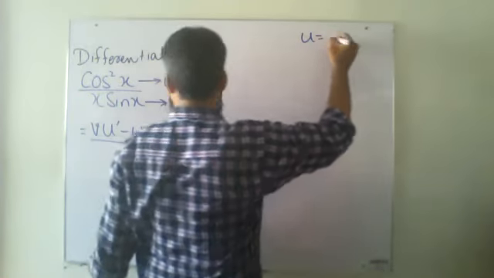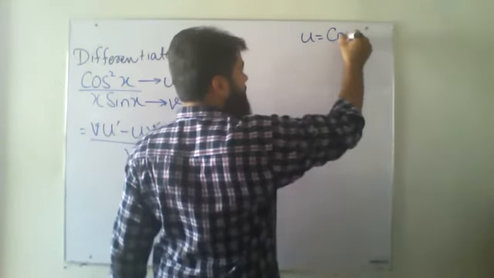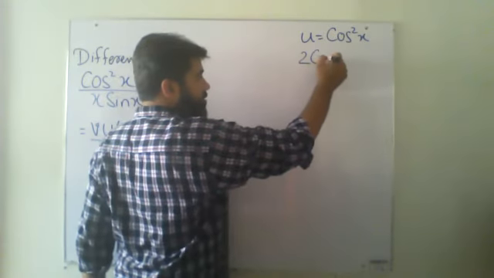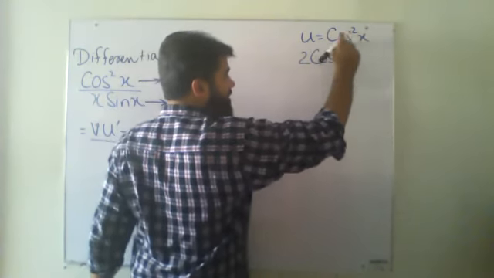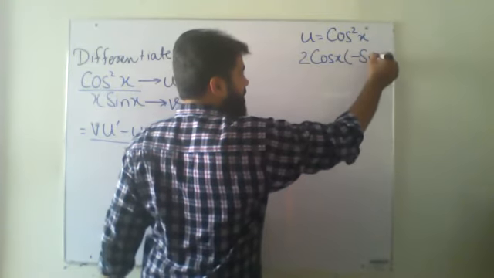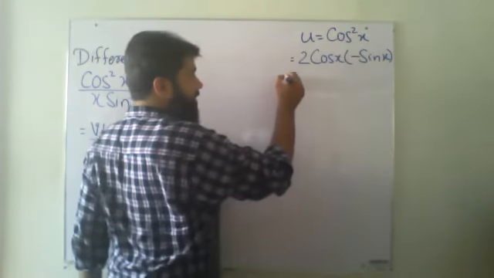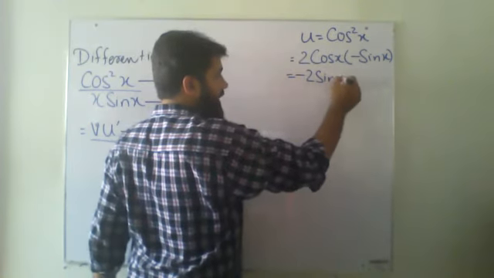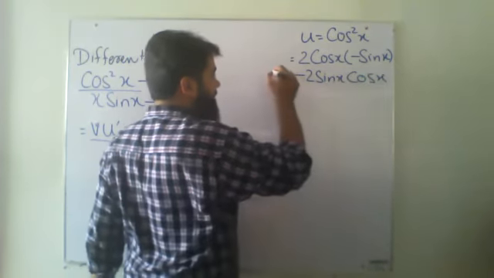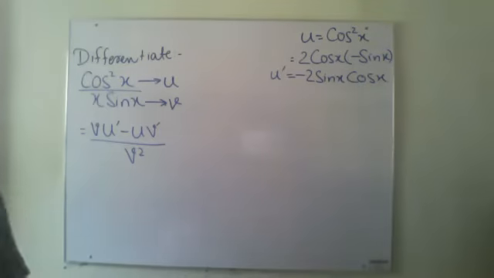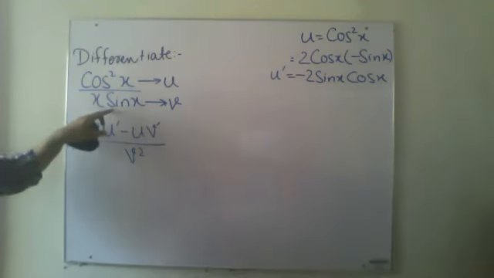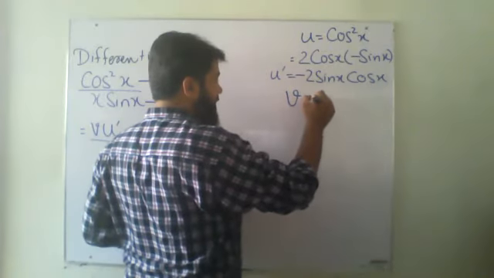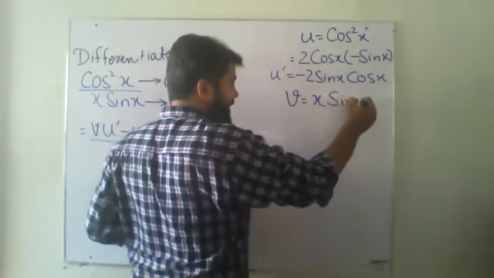U is given to me as cos²x. So when I'm going to differentiate it, first of all, the whole power will be written, cos x, and then differentiation of cos x will become minus sin x. When I simplify it further, it will become minus 2 sin x cos x, and that's my u differential. Okay. Now v. So what's v given to me? My v is x sin x.